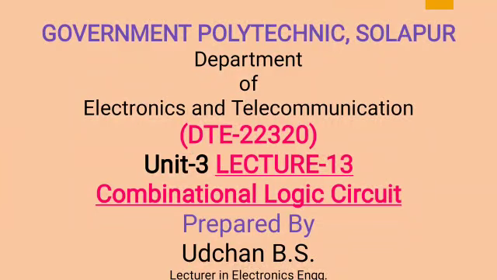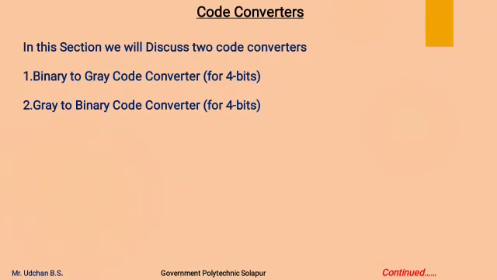Welcome all. In the last lecture we studied adder, subtractor and BCD adder using 4-bit binary adder. Today we are going to study the code converters. In this we are going to discuss two code converters, that is binary to gray code converter and gray to binary code converter.